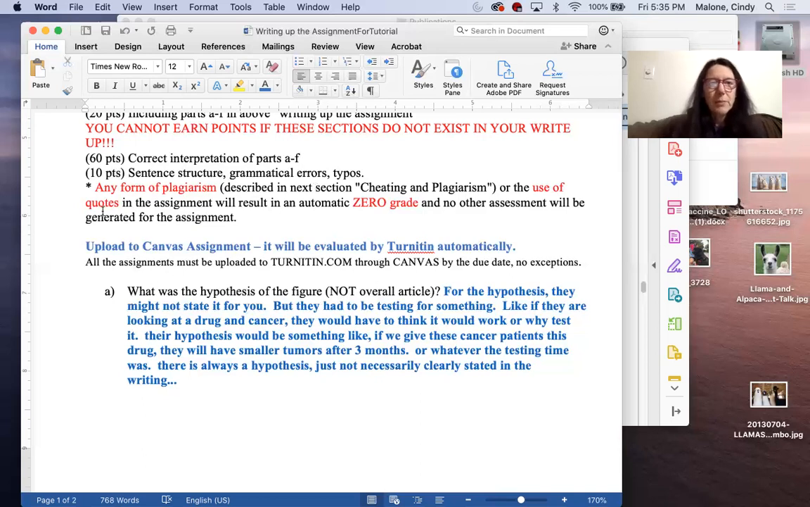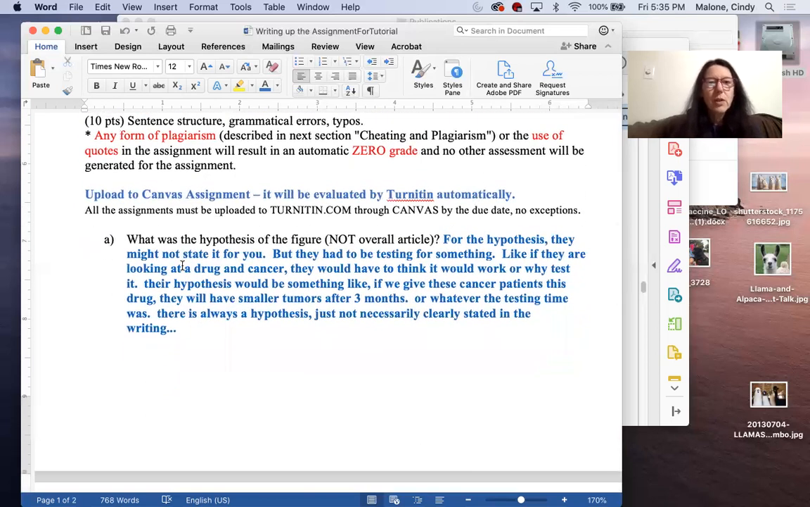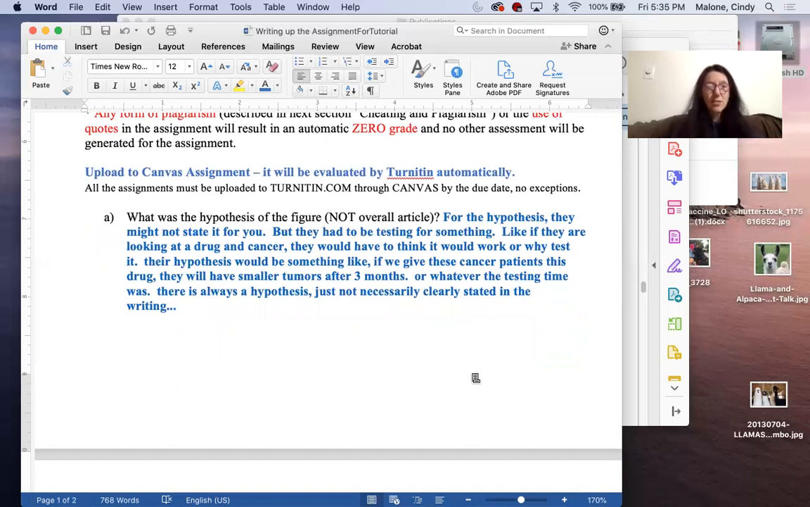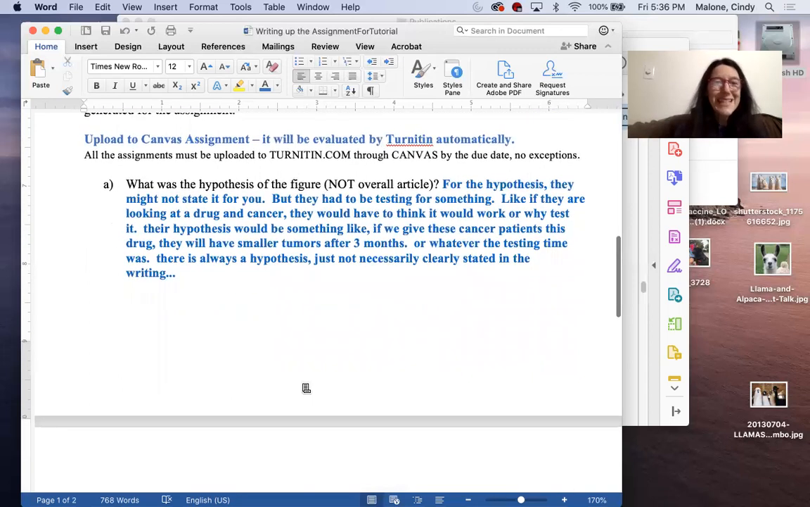So here's an example, right? For a hypothesis for a figure, again, generic figure, they might not state it, but they had to test for something. Drugs and cancer, they'd have to think it worked, or why would they test it? So then they'd say, if we give these cancer patients this drug, they will have smaller tumors within 3 months. If we give this drug to a mouse, it will process sugar better. If we give this rat a lobotomy, it will no longer have seizures, like whatever, okay? They might not say it, but you have to figure it out from the study that they did.